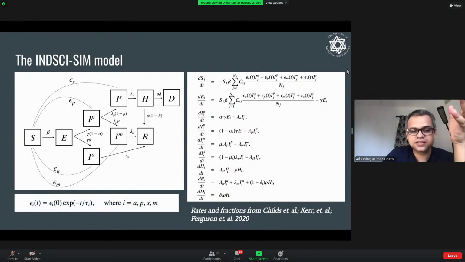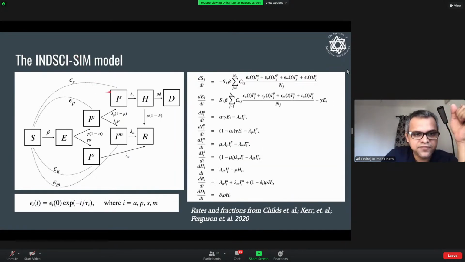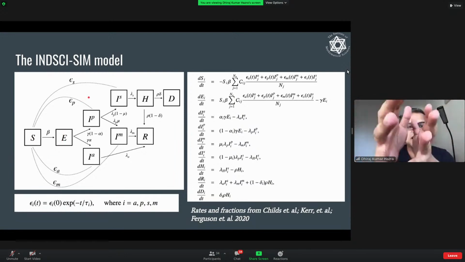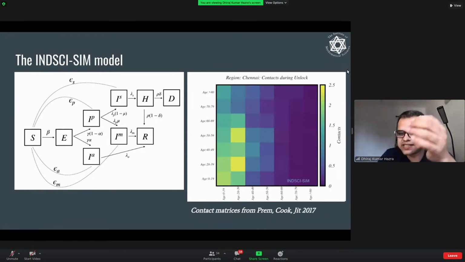The contact matrix looks like this. At the same time, you can see that these infected people are infecting the susceptible. But if you have good testing and quarantining measures, you are removing those people from the system, so effectively they are not infecting the susceptible. So we have an evolving efficiency factor, and the timeline of the quarantining and testing is represented by a parameter tau. All right, as I said, this is the contact matrix, which we took from Prem, Cook, and Jit's paper.